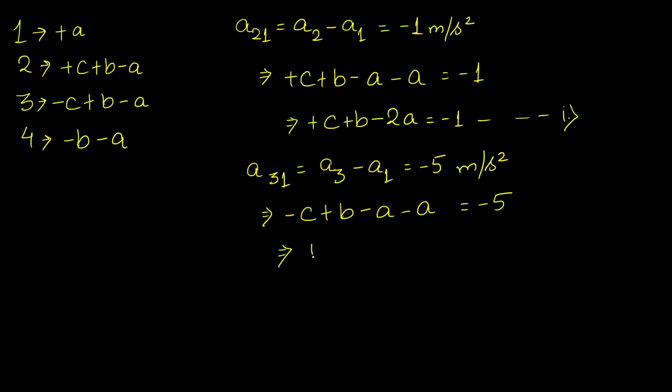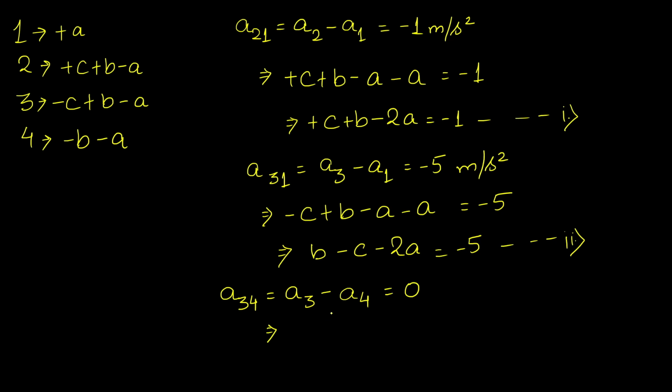So this is b minus c minus 2a is equal to minus 5. This is the second equation. Now the third thing given in the question is that the acceleration of 3 with respect to 4, that is a3 minus a4, is equal to 0. That is also given. So again writing a3 and a4, minus c plus b minus a, then minus a4, that is plus b plus a, is equal to 0. So this cancelled out. We are left with 2b is equal to c, and that is the third equation.